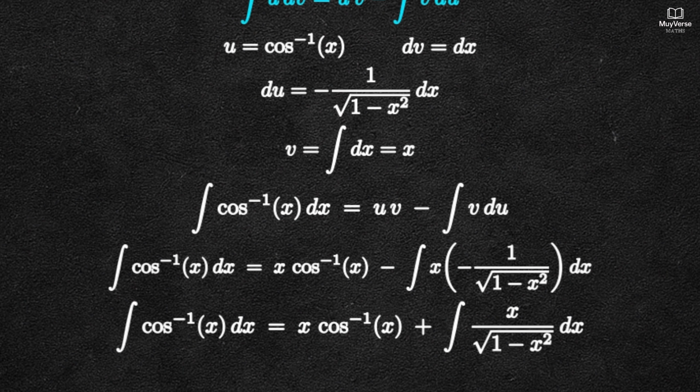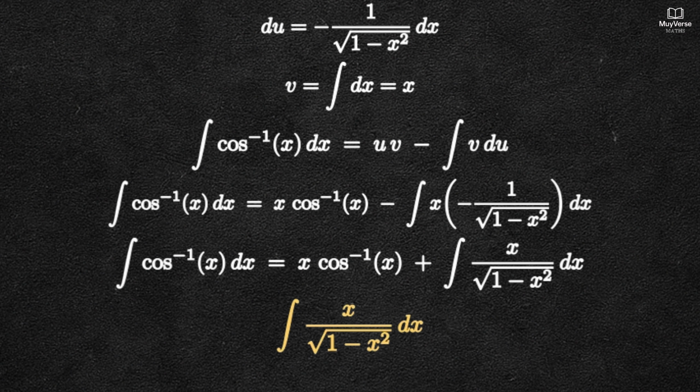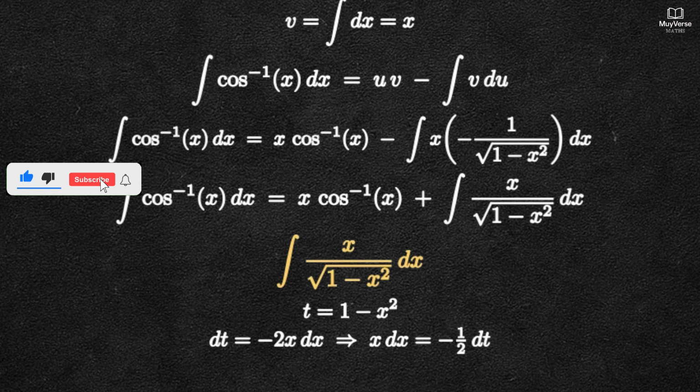Now, we focus on the remaining integral. We evaluate the integral of x over square root of 1 minus x squared, dx, by substitution. Let t equal 1 minus x squared. Then dt equals negative 2x dx. So x dx equals negative 1/2 dt.